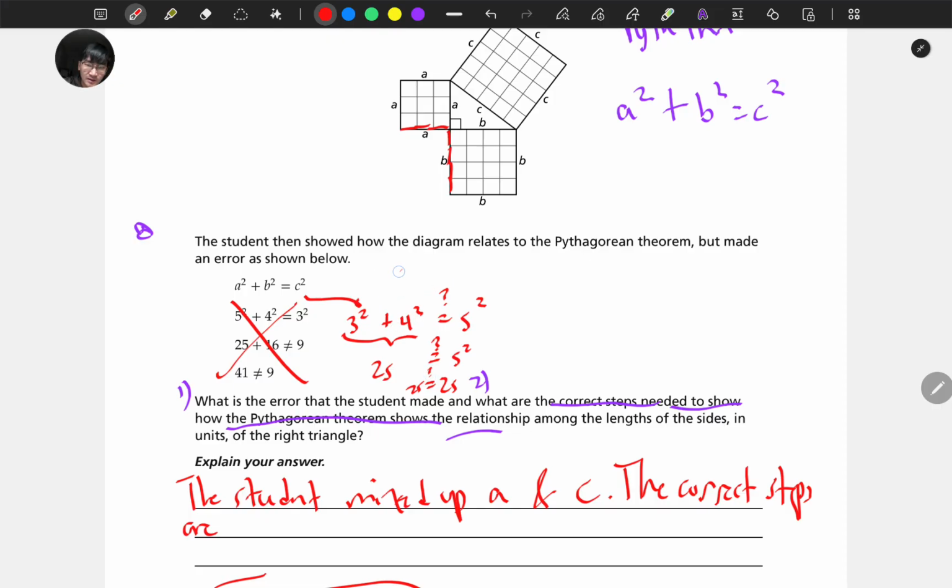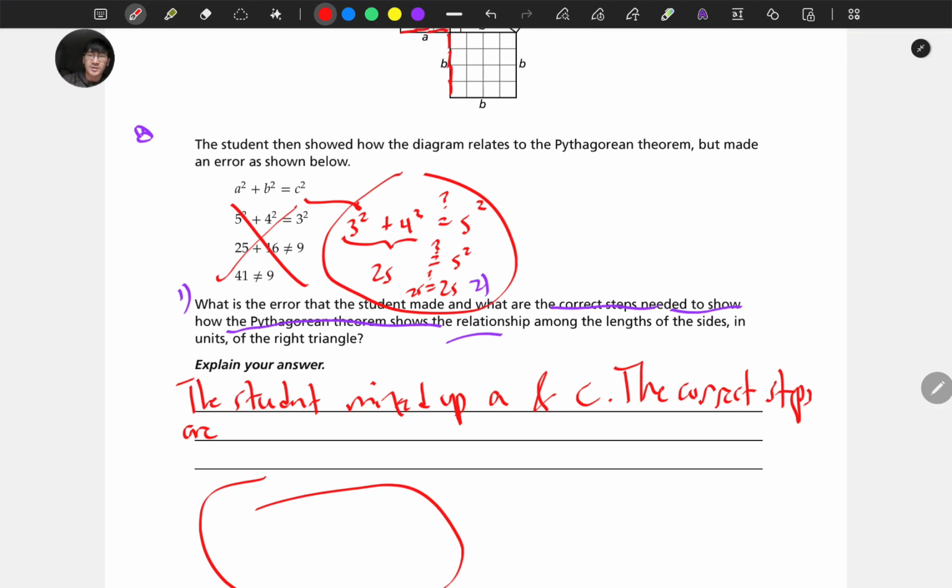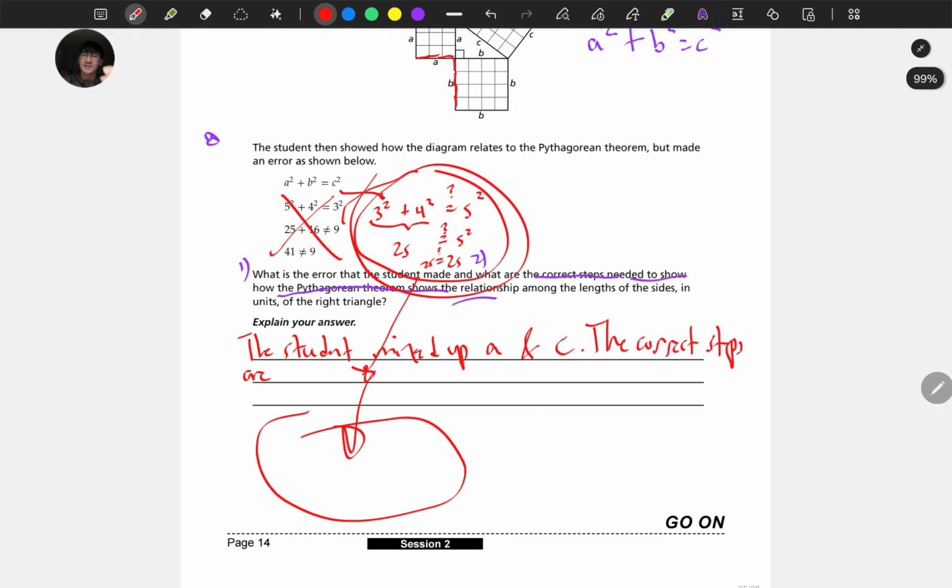This is the sequence of equations, okay? But I skipped some stuff, but as an exercise, you write it out. Mixed up A and C. The correct steps are, great. So you're gonna put that here. Here, okay? And you could be more clear and not skip steps.